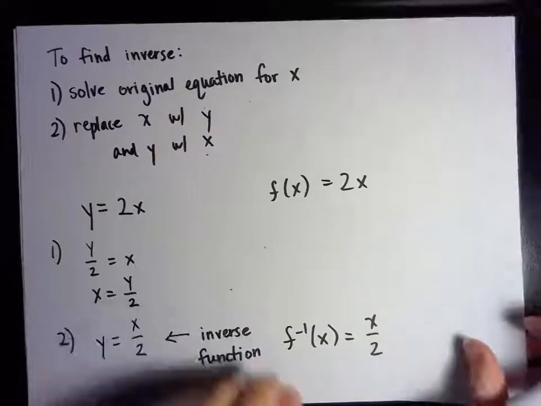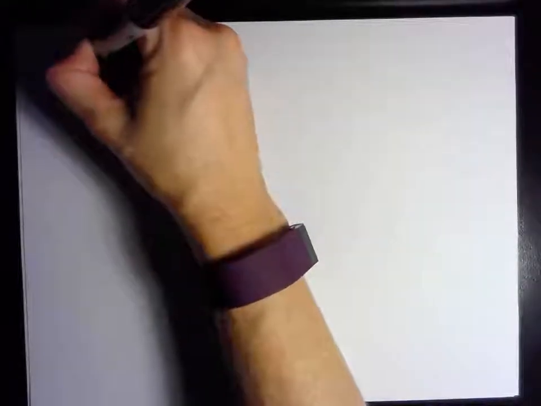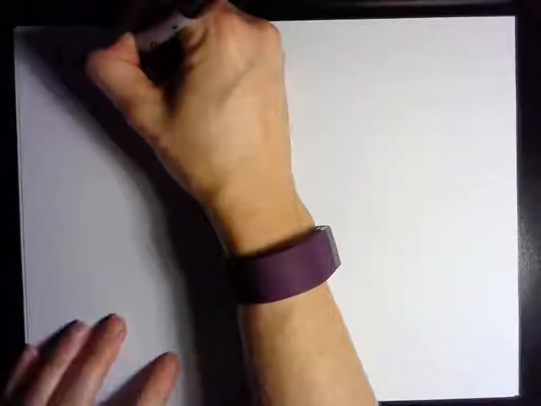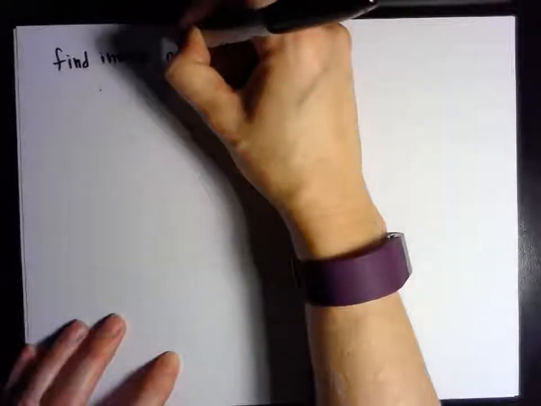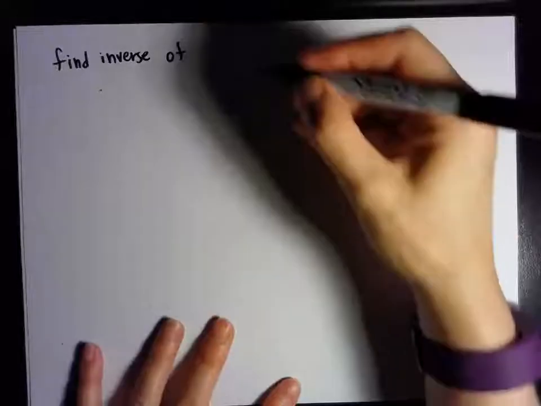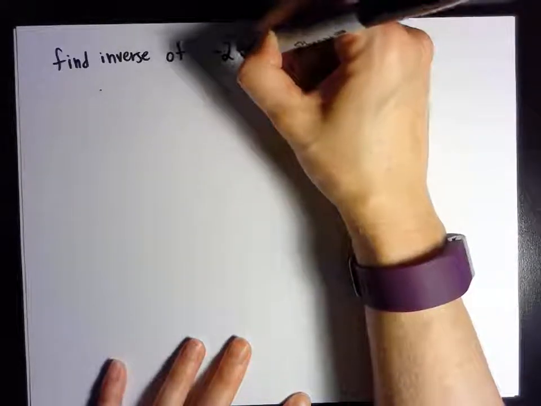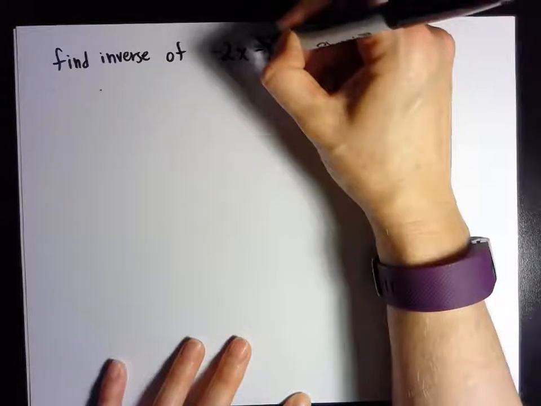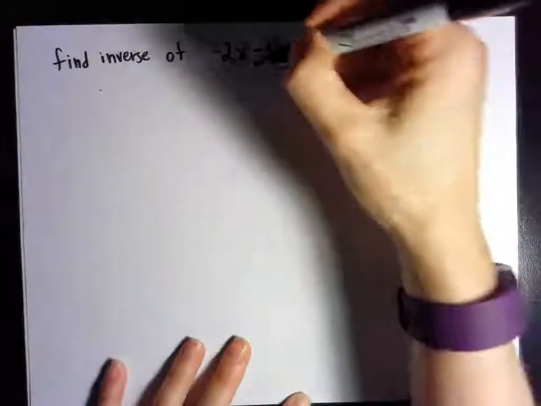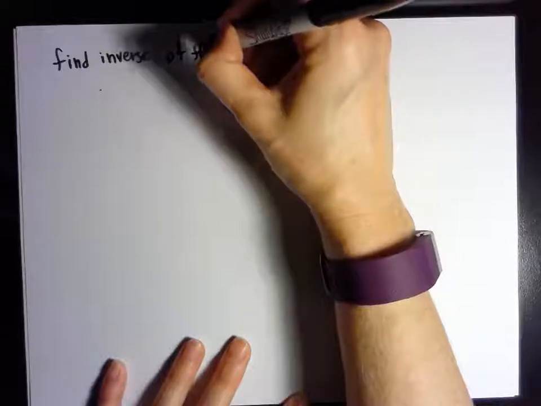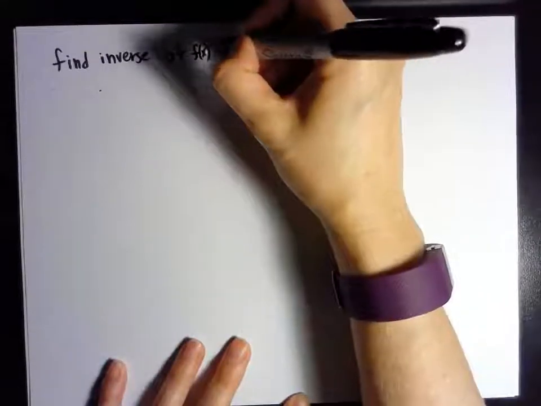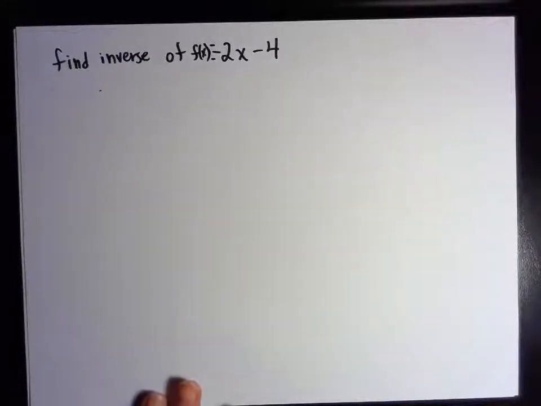So maybe let's do a few more examples. Suppose we want to find the inverse of, let's do -2x minus 4. So f of x equals that.